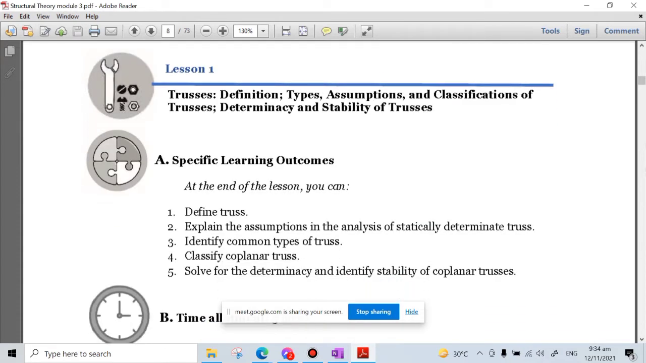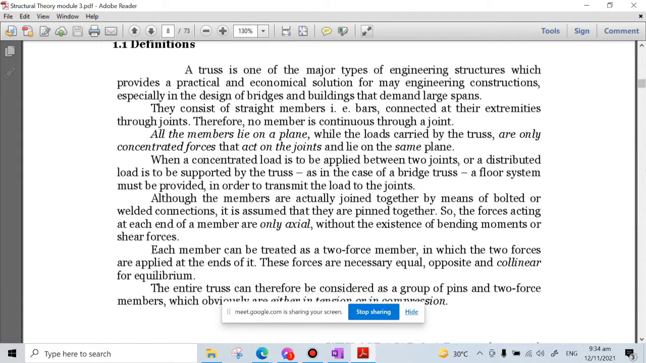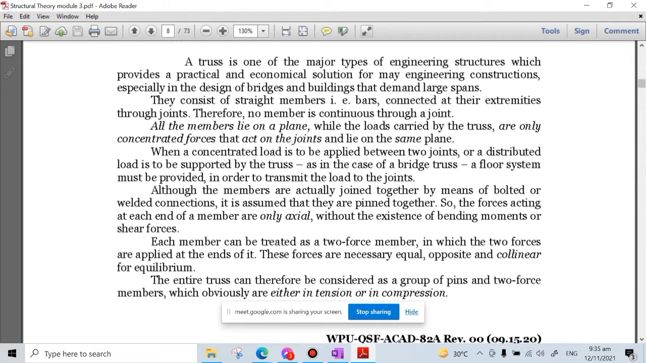So in lesson 1, we have the trusses, definition, the types, assumption, and classification of trusses, determinacy, and stability of trusses. So for the definition, the truss is one of the major types of engineering structure which provides a practical and economical solution for many engineering constructions, especially in the design of bridges and buildings that demand large spans. They consist of straight members, it is bars connected with the extremities through joints, therefore no member is continuous through joints. So all members lie in one plane if we are talking about the coplanar trusses.